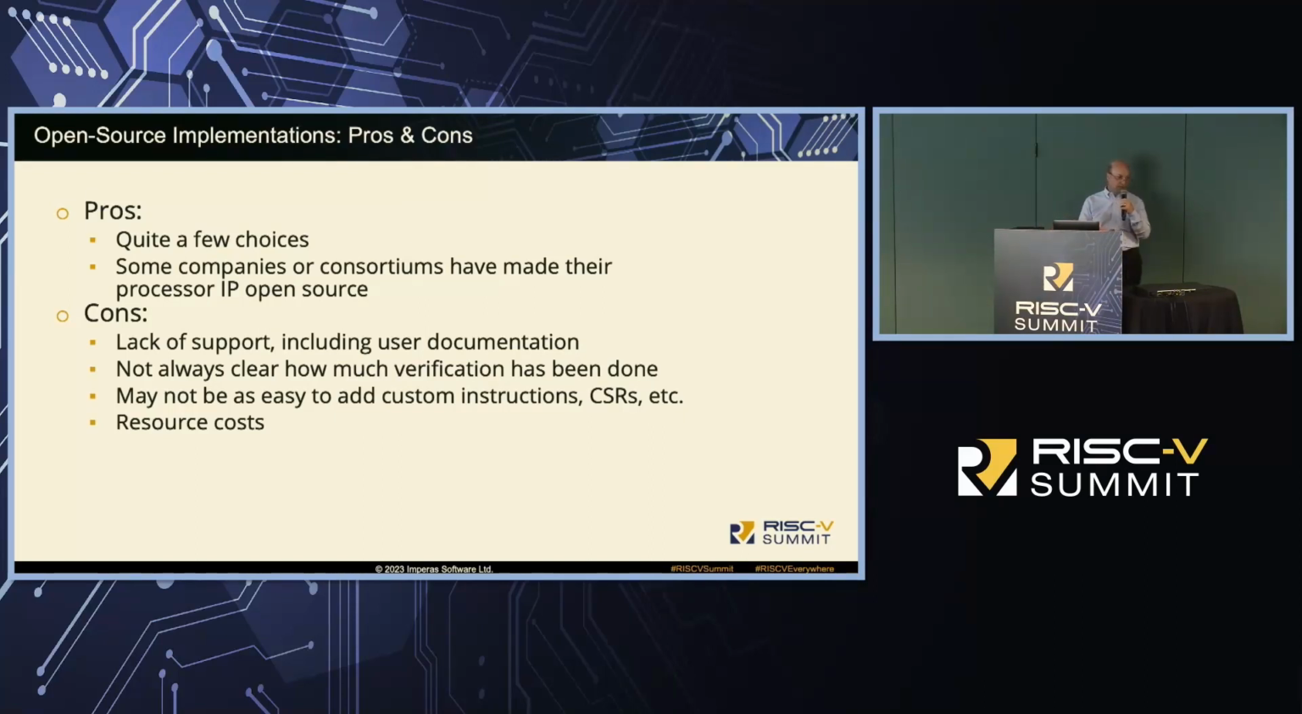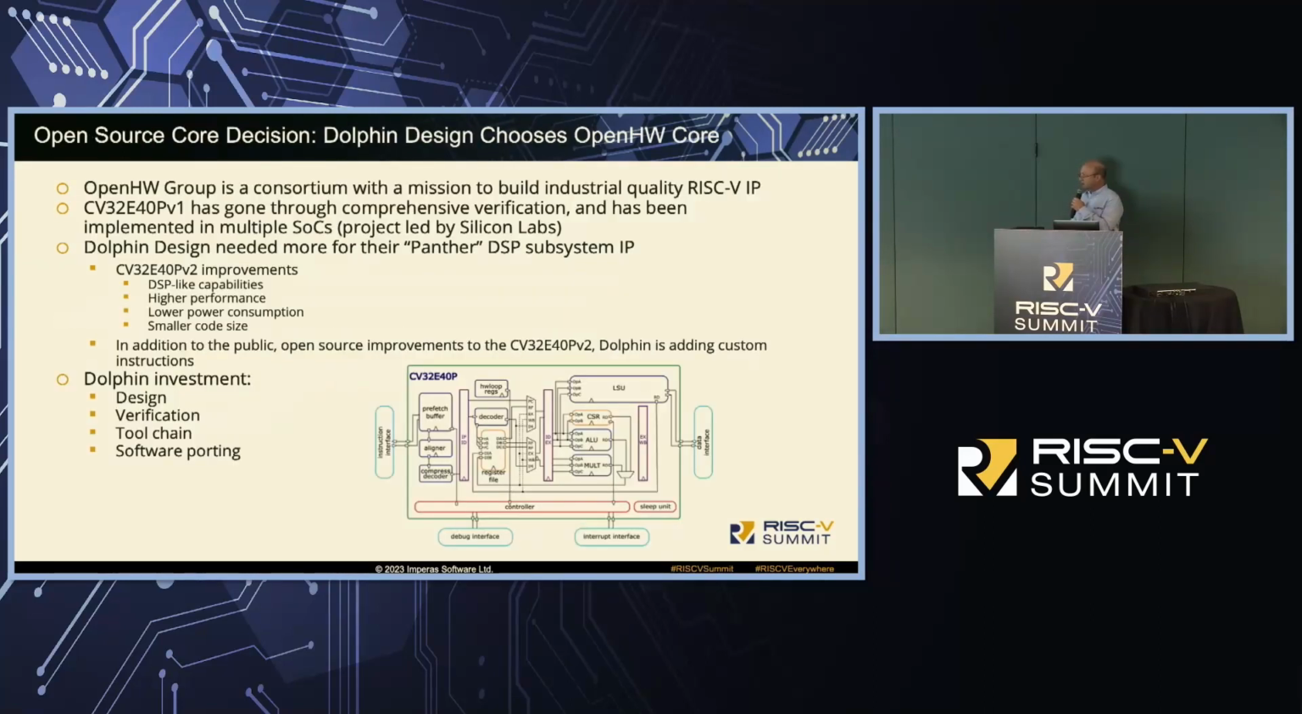And then there are the resource costs with open source. Just not knowing exactly what you're getting there in some cases. What do you need to plan for in resources? So as an example here, I'll use Dolphin Design, a company that probably none of you have ever heard of before. They're a small company based in France. They build system IP. They provide design services. One of the pieces of IP that they build is a DSP subsystem.